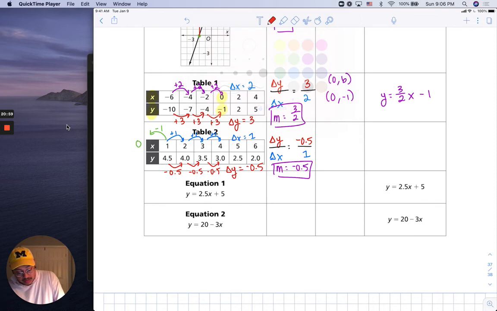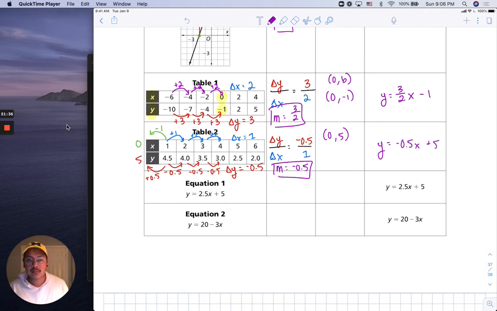And so I do the same thing with my y values. When I move forward, I'm subtracting 0.5. If I move backwards, I have to do the opposite, and I'm going to add 0.5. So it looks like my y-intercept is at the point 0, 5. Don't believe me? Graph it on Desmos, please. 0, 5. Let's write our equation here. y is equal to negative 0.5x plus 5. And there we have it.